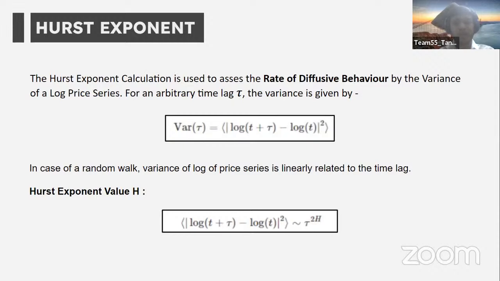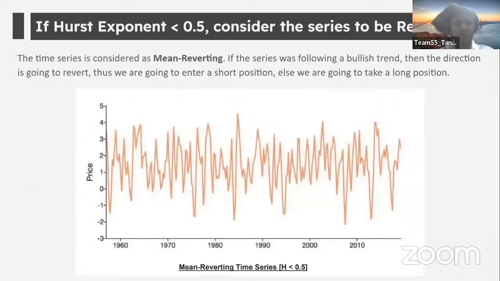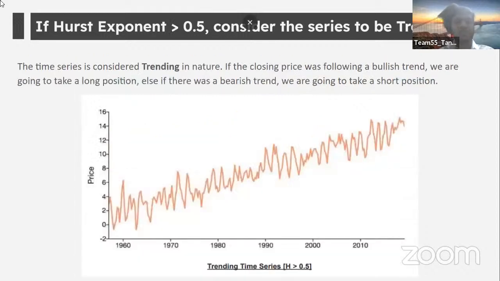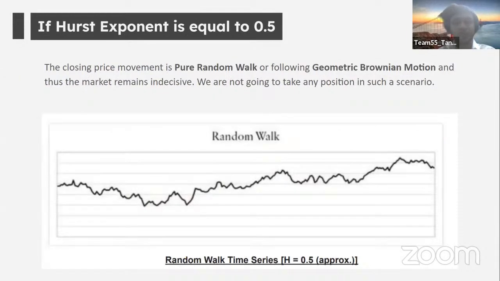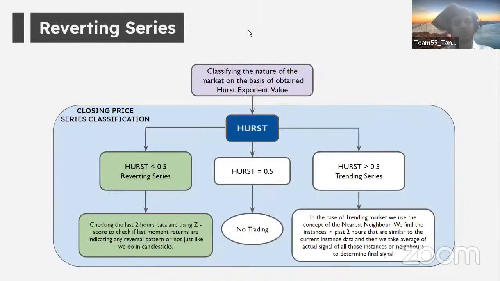this linear relation modifies and becomes related with lag raised to the power 2h. So if the slope of the log of variance is now lesser than 1, then 2h becomes lesser than 1 and h becomes less than 0.5, and the series is mean reverting in nature. In that case, we are going to apply a reverting strategy, which in our case is the z-score slowdown hypothesis. If the slope of the log of variance is greater than 1, then twice of Hurst exponent becomes greater than 1 and h becomes more than 0.5. In that case, we are going to apply a trending strategy, which in our case is the nearest neighbor strategy. So now my teammate Divij is going to explain to us about the z-score slowdown hypothesis.